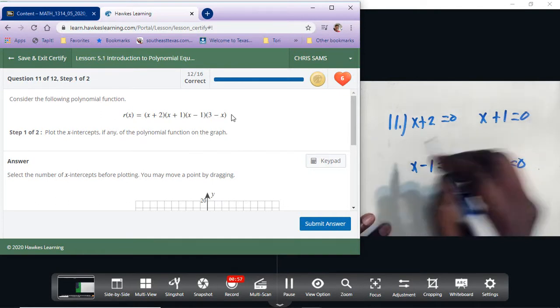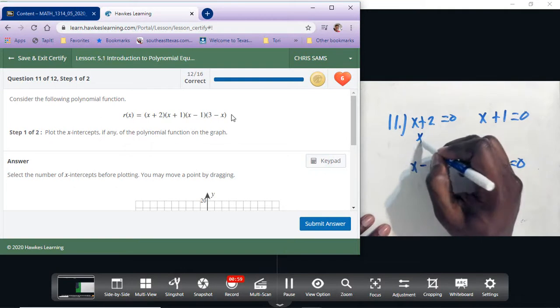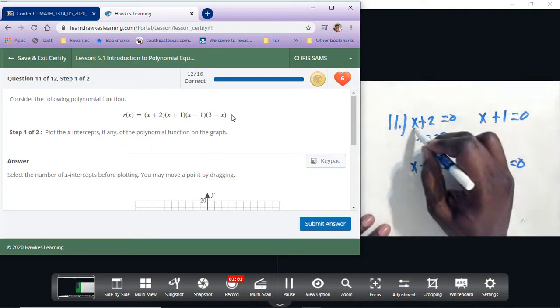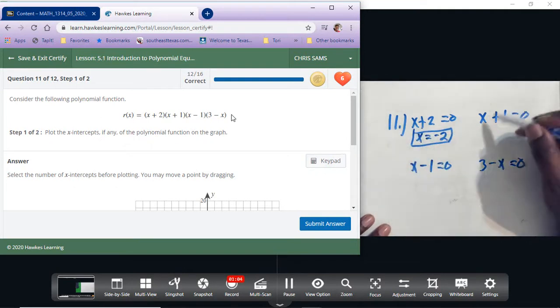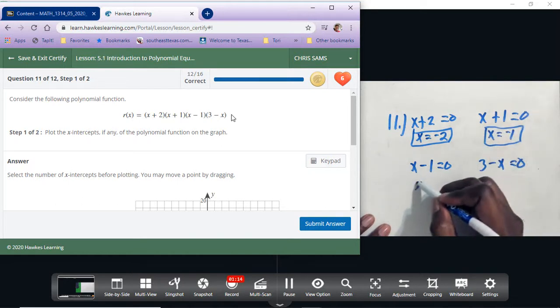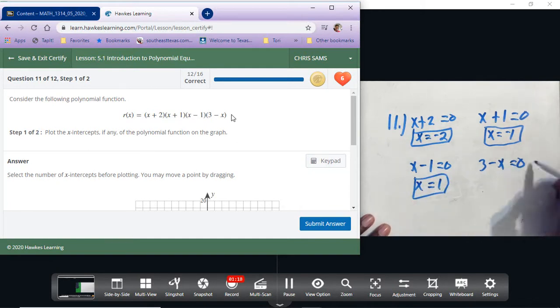Solve that for 0. Okay, so subtracting 2 will give me x equals negative 2. Subtracting 1 will give me x equals negative 1. Adding 1 will give me x equals 1. And if I just add x to make it positive, that will give me x equals 3. Might be the other way, but it's the same.